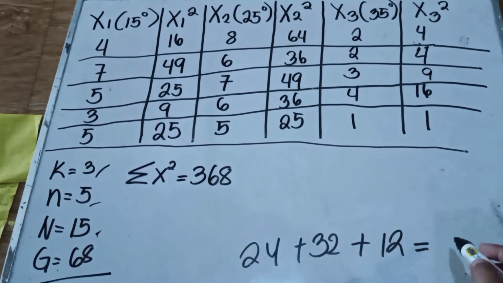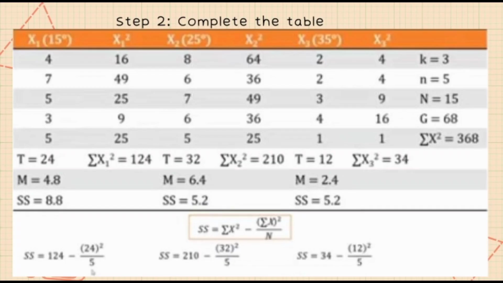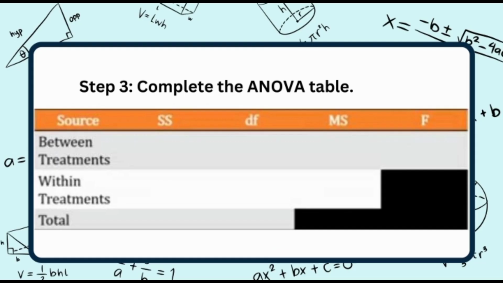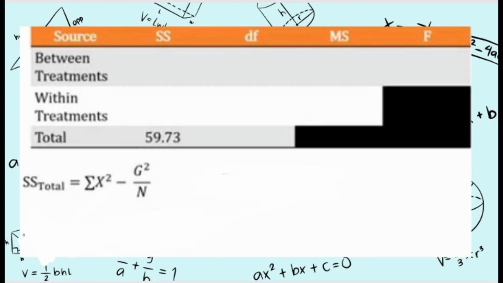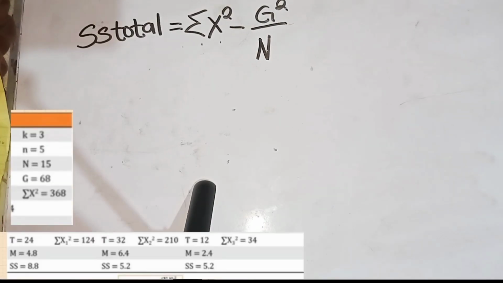Then, from the table nga ato nang na-complete guys, atong step 3, complete the ANOVA table. Ang total sa atong sum of squares guys kay 59.73. So, giunsa nato pagkuha? Mao ni ang formula sa pagkuha sa total, kung giunsa pagkuha ang 59.73.